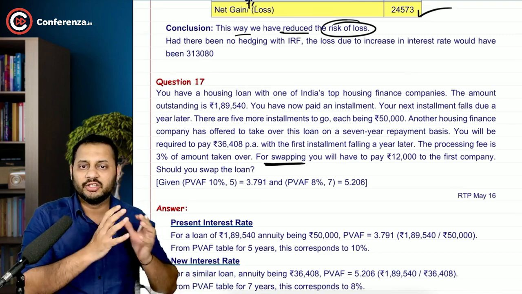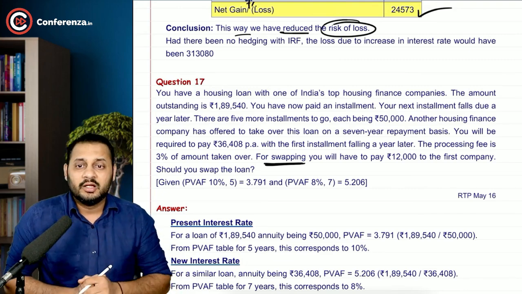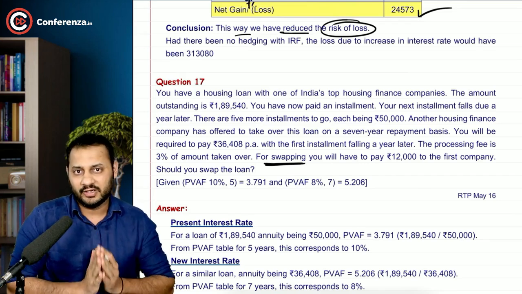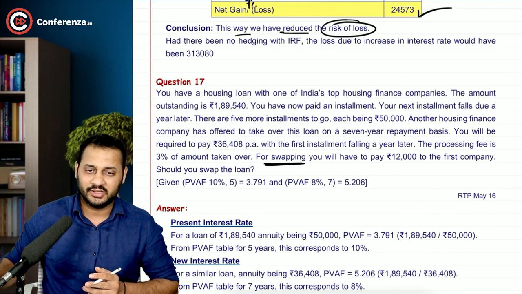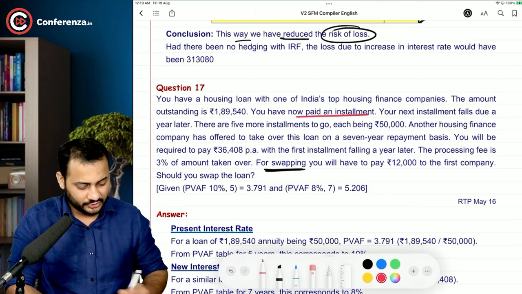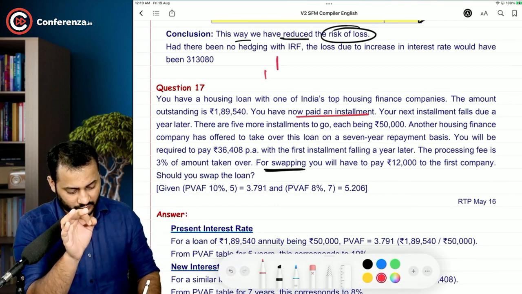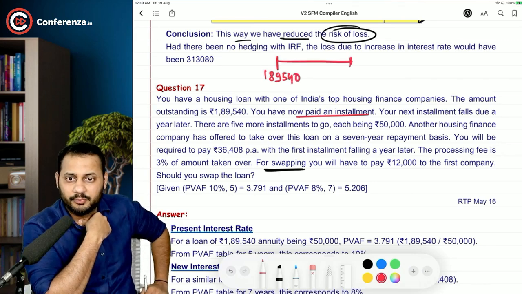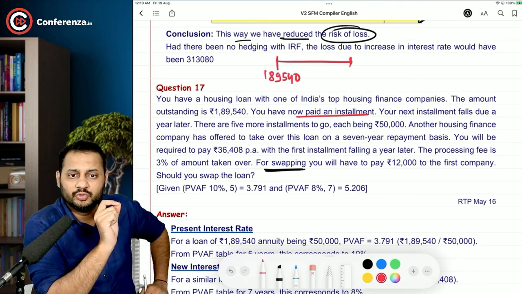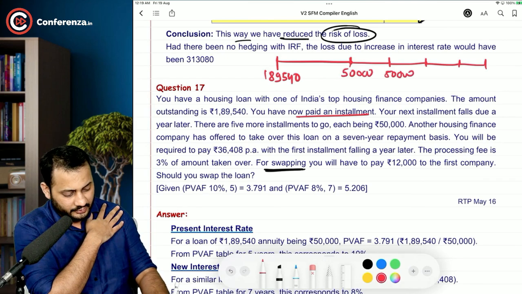You have a housing loan with one of India's top housing finance companies. You have taken a loan from the company. The amount outstanding today is 189,540. This is the principal amount outstanding. You have now paid an installment. Your next installment falls due a year later. 1 year after this, you will have to make a payment. There are 5 more installments to go, each being 50,000. 2, 3, 4, 5. Every installment will be of 50,000.